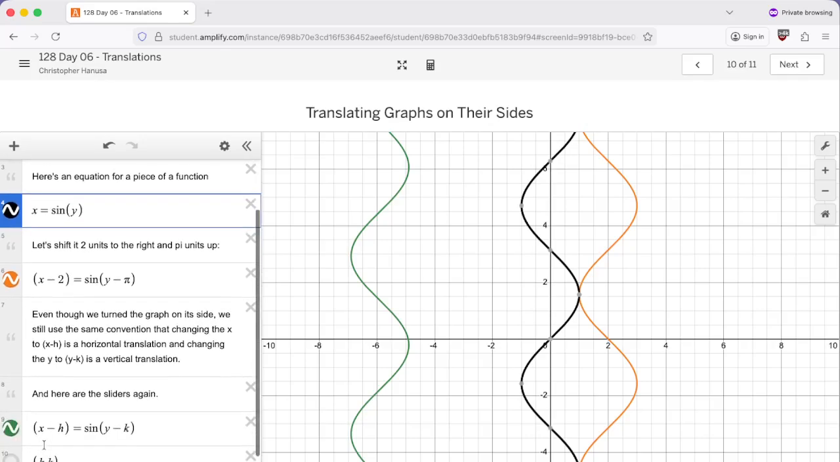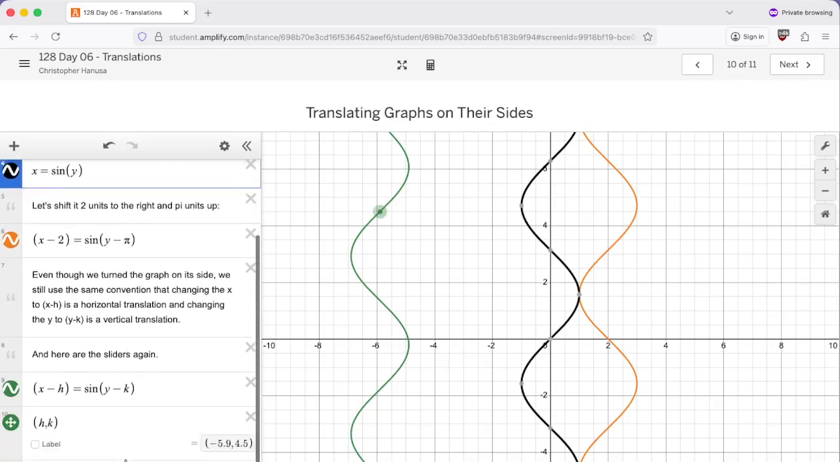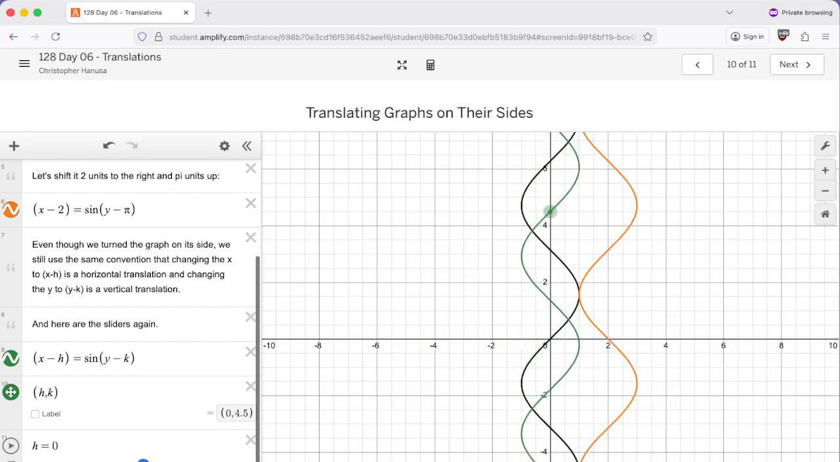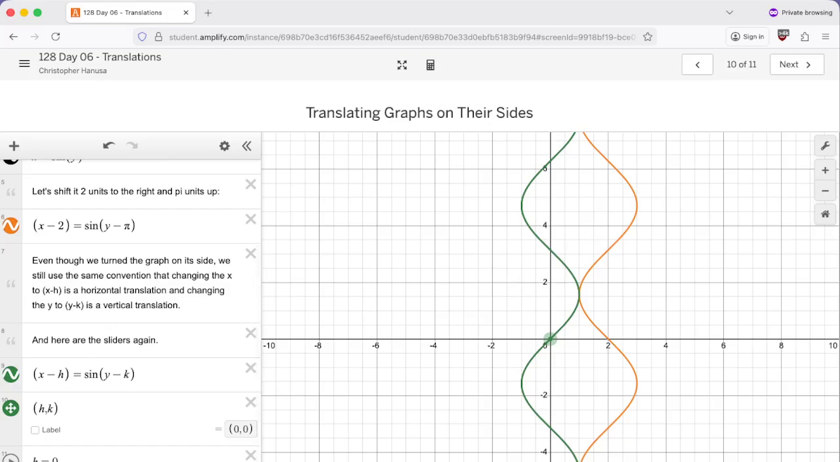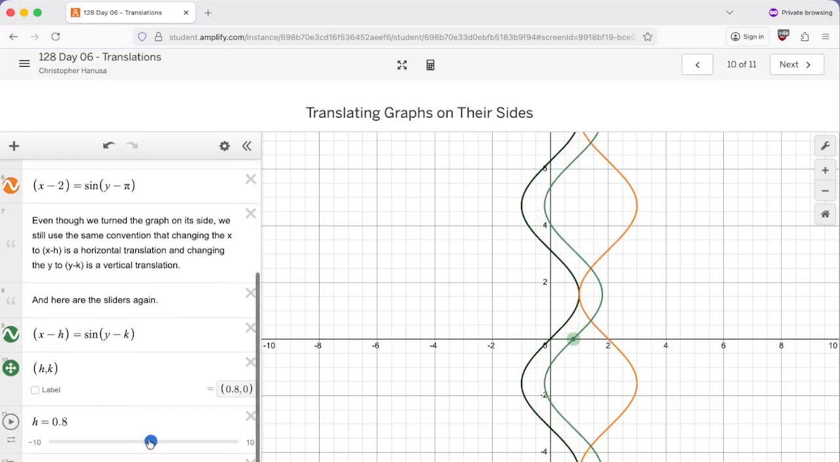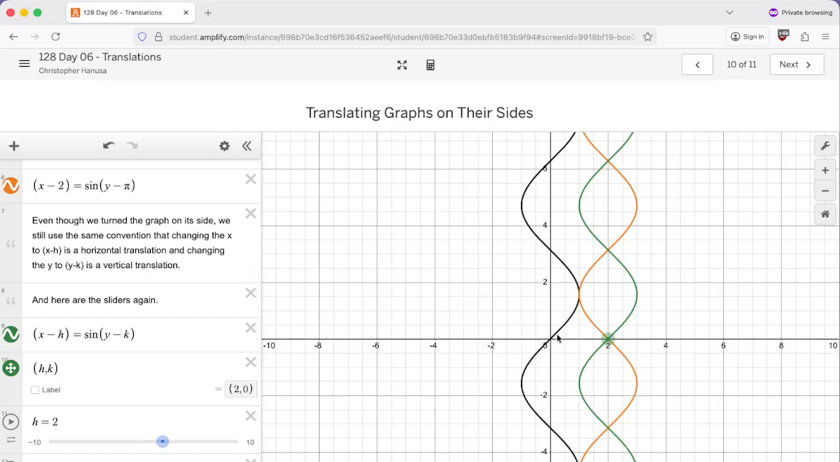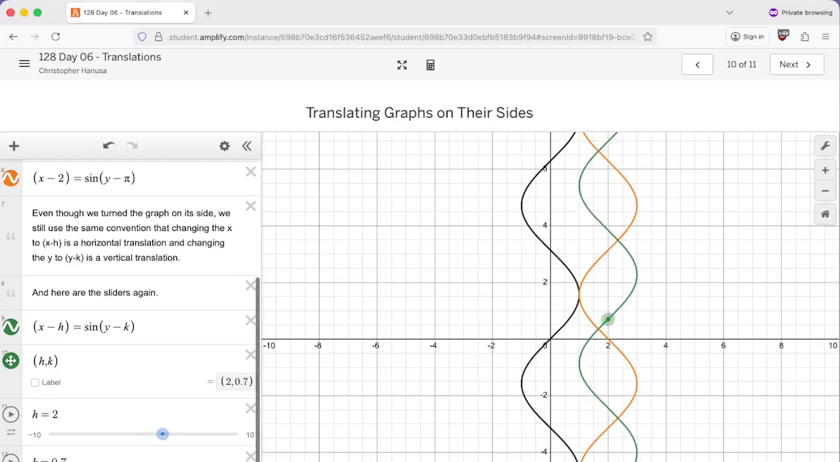So let's put the sliders in and let's actually see that happen. Let's just start at 0, 0. We're starting at 0, 0. And we want to see how we get this orange one. Well, h went over to 2. So this is taking the black curve and moving it over 2 units. And k is now going to move that green curve up, and we want to stop right here at not 3.1 but 3.1415, approximately pi.